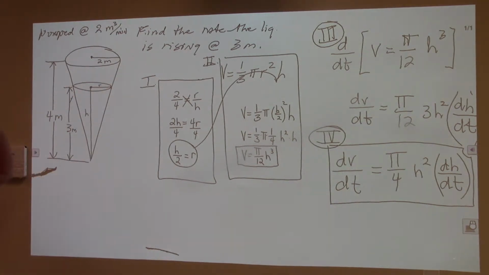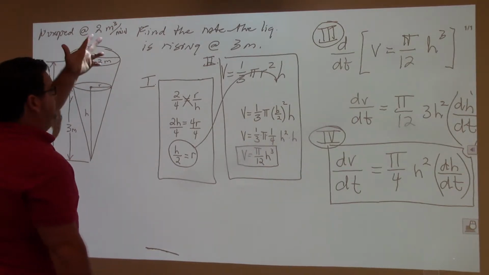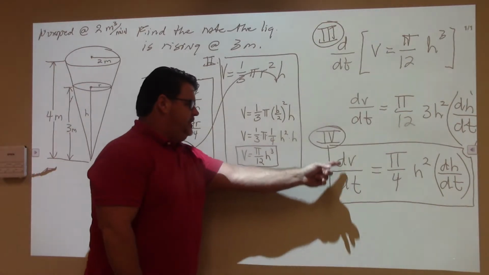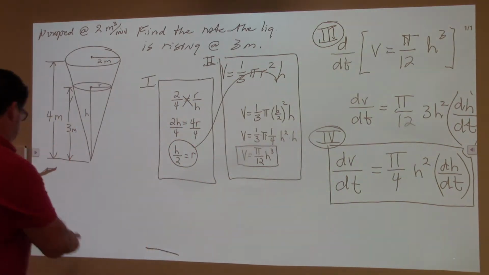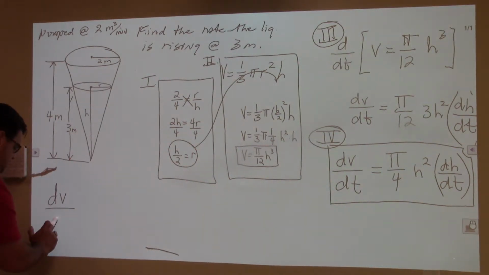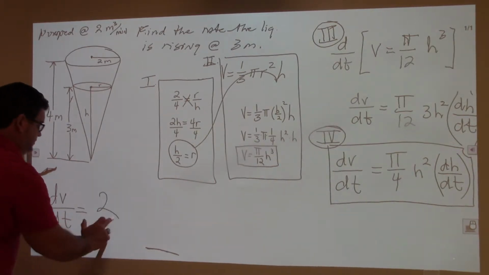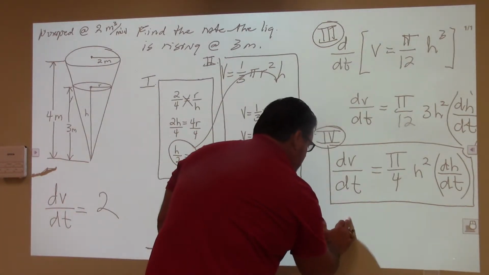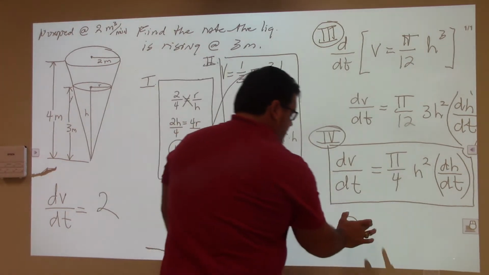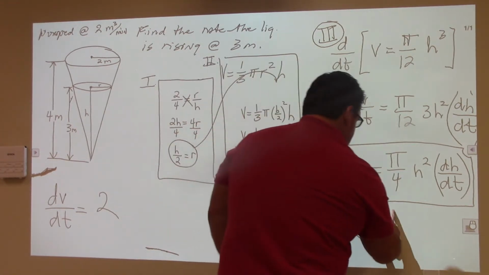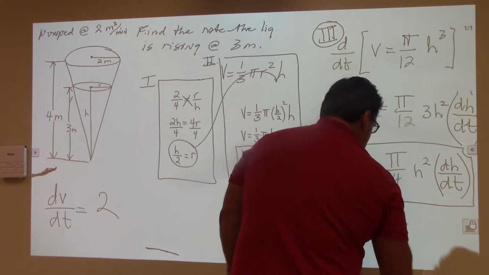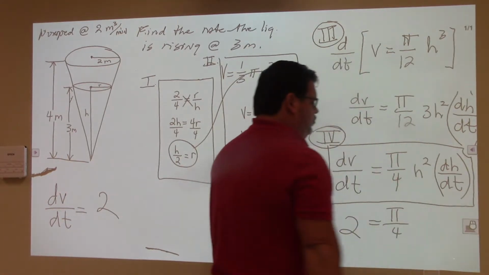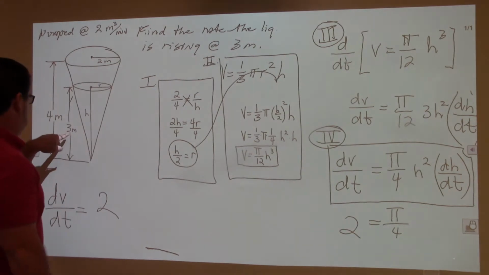Okay, well, what do I plug in, Hubert? Well, go back to what you're given. What is this? dV dt. Hey, there's dV dt right there. dV dt is equal to 2. You can put the units in there. This isn't science class. I'm not worried about that right now. Is equal to pi over 4. Now, which one of these are we given? H.